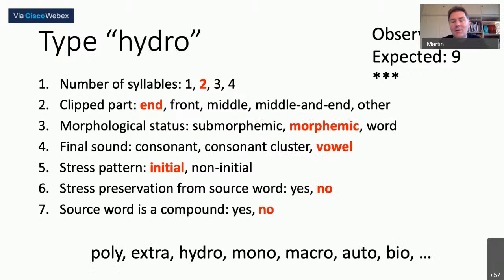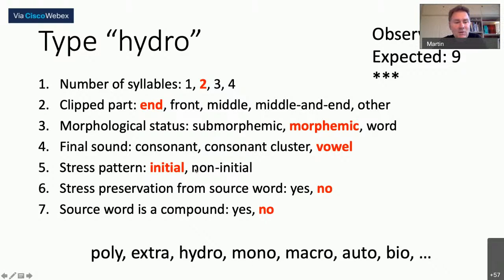Right. Let me start here. One of the most striking clipping types is exemplified by clippings such as poly or extra, hydro, mono, macro, auto, or bio. And you see the structural characteristics. We have 2 syllables. These are all end clippings. And the form represents a morpheme. Quite often it's a classical Greek or Latin morpheme like poly or extra. And it ends in a vowel, all of them.